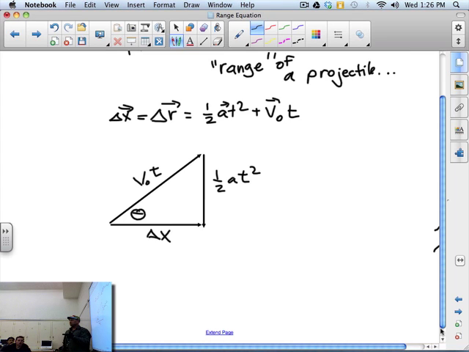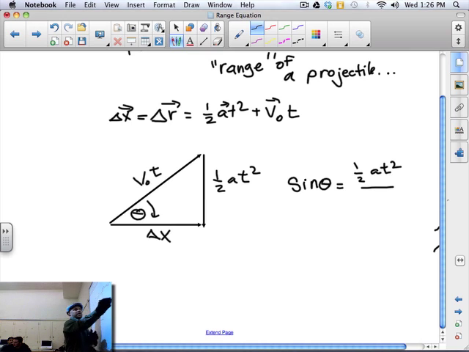Okay. So, Batman, how are you today? So, what's sine theta? Go ahead, Batman. Sine theta would equal the 1/2 at squared over the hypotenuse. What's that? V naught t. Everybody good there?